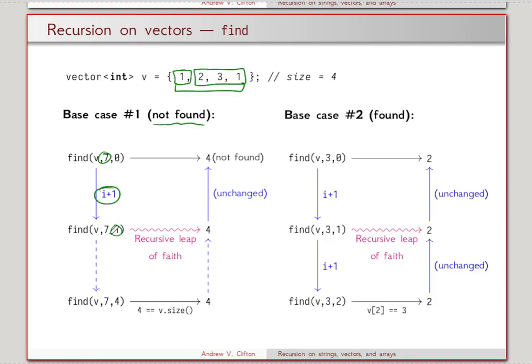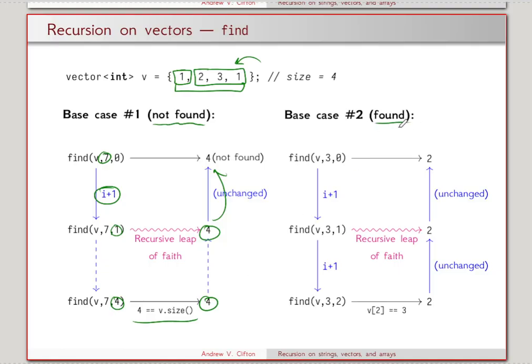Now, the recursive leap of faith takes over and says, if you ask me to find a 7 in 2, 3, 1, I won't. There is no 7, so I'll get the correct answer 4 for that. And then on the way back up, we just return what we're given. The base case is when i is all the way at the end, and I ask you to search between nothing, and there's nothing there, so of course I can't find it there.